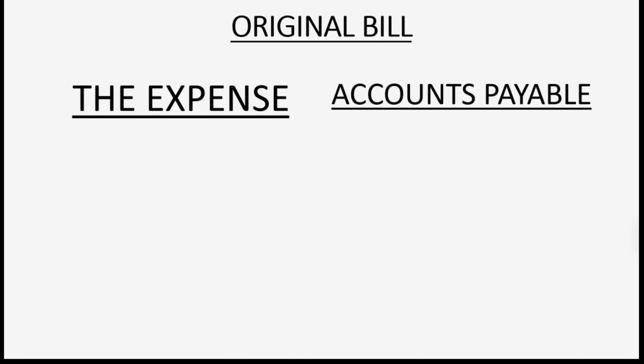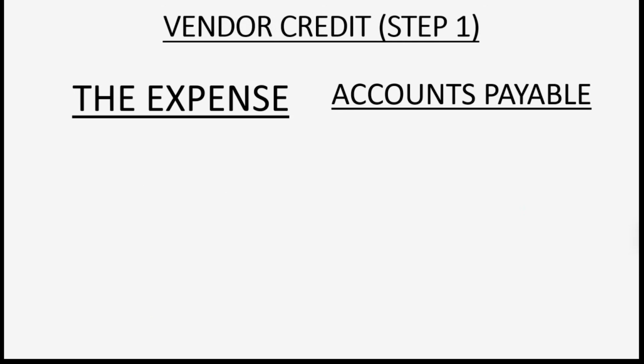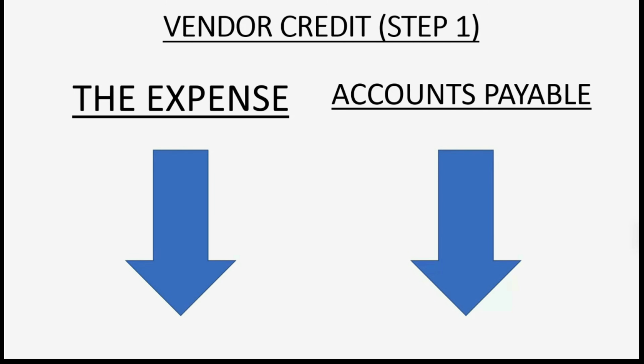So before we do step 3, let's just recap the entire context. The original bill, when it was recorded, made the related expense and the vendor's balance and accounts payable go up. And we learned in the video about vendor credits that when we record a vendor credit, the expense from the original bill goes down and the vendor's balance and accounts payable also go down.